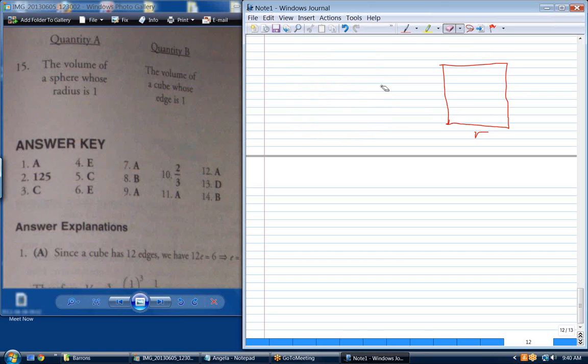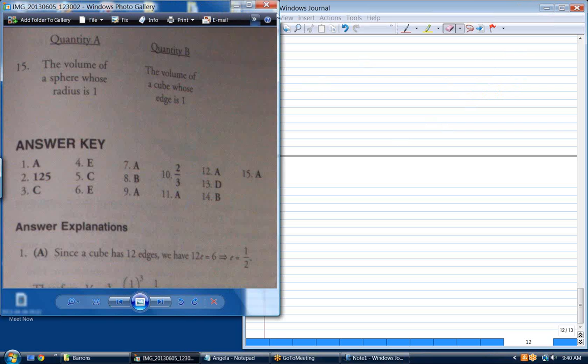But the math wouldn't be that hard to do either. This is 4/3 pi r cubed. This is r cubed. Well, 4/3 pi r cubed is clearly bigger than r cubed. Okay, enough with solid geometry.